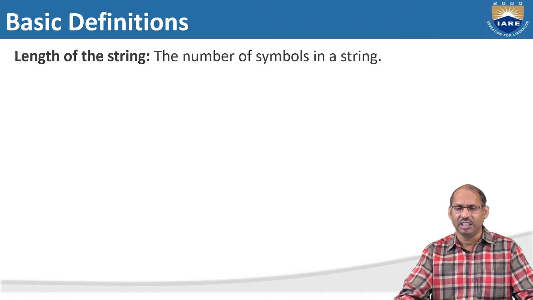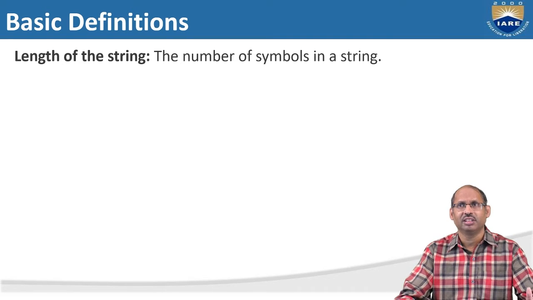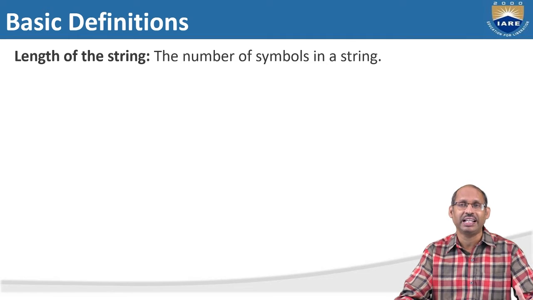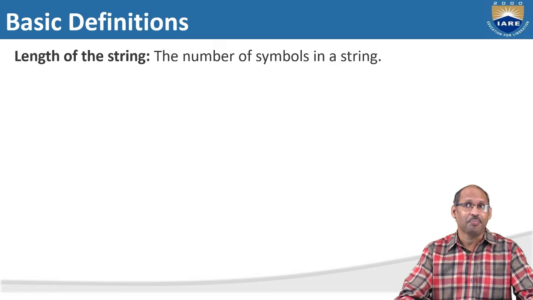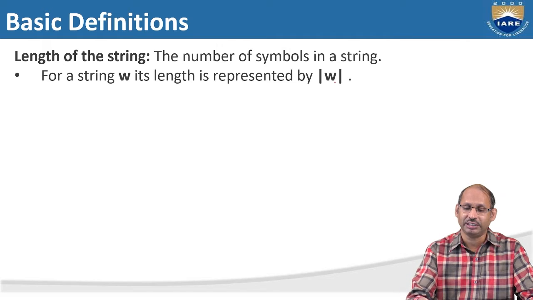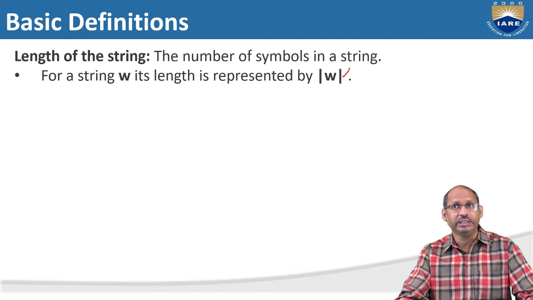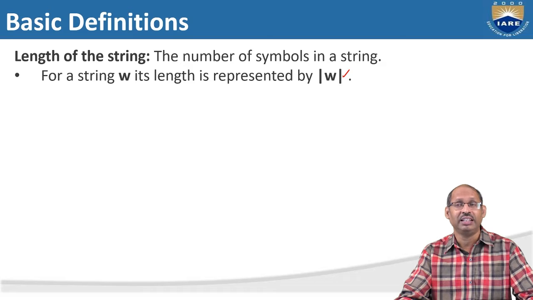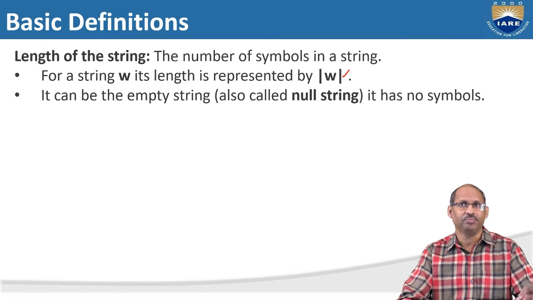Then, length of a string. What is the length of a string? The number of symbols in a string is called the length of the string. We represent the length of a string as |w|. If w is a string, then the length of the string is represented by |w|.